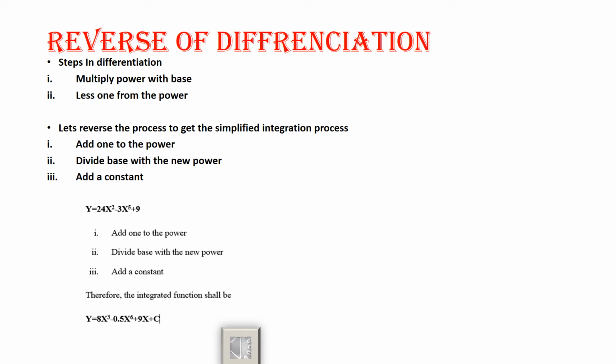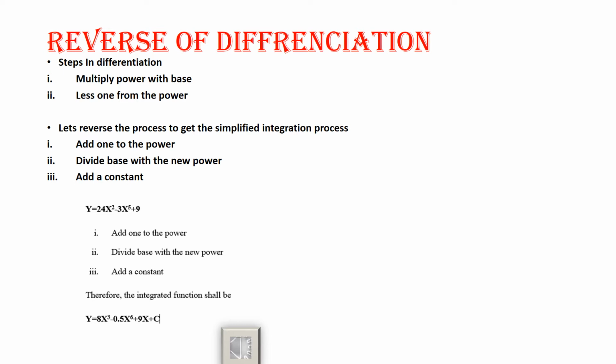Less. The next segment is of 3x power 5. Add 1 to the power. The power is 5. 5 plus 1 is 6. Second step, divide base with the new power. So 3 divided by 6, the new power, is 0.5 or half. So that segment we shall have 0.5x raised to power 6.